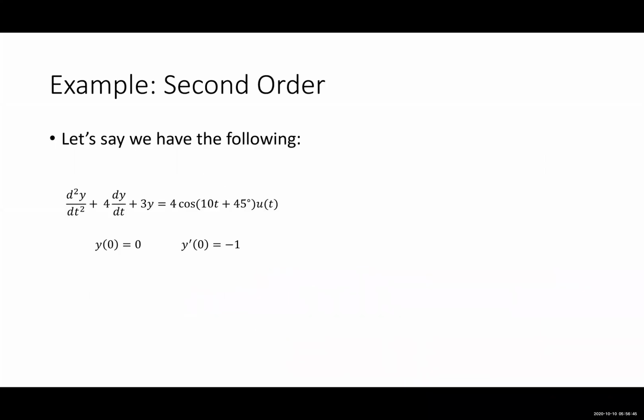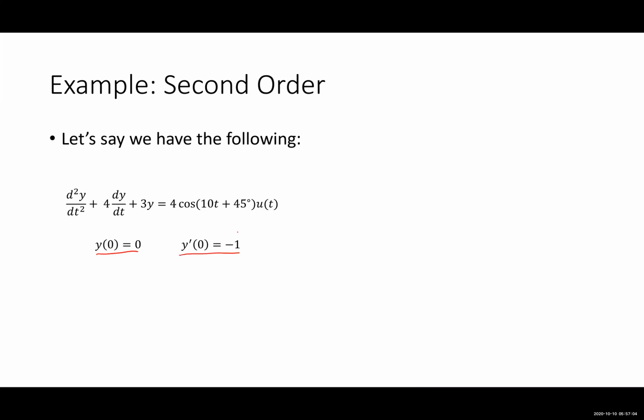All right, so we're going to look at an example here. I've got this equation. I've got a second order system that is equal to some sort of a cosine that is applied at time u of t, and we're given 2 initial conditions here.